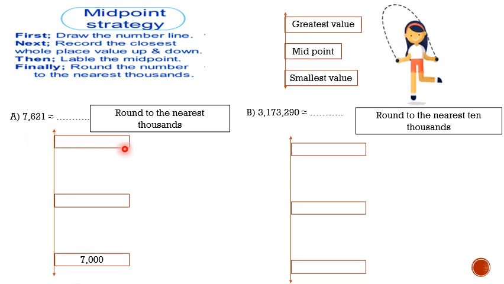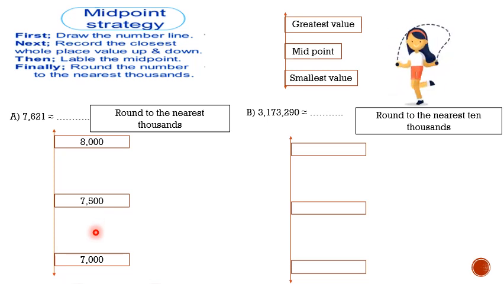And at the greatest value, what is the digit that comes after 7? It's 8, so it's going to be 8,000. What is the midpoint between 8,000 and 7,000? It's 7,500. How could I know it? You have here this number, the starting point. If you just put 5 instead of the first 0, you will have the midpoint. So this is how I get my midpoint between the smallest value and the greatest value.